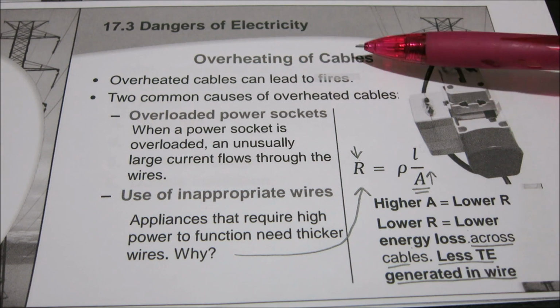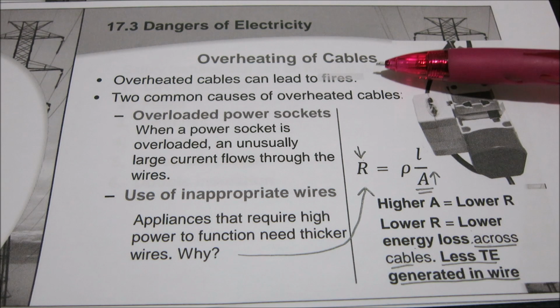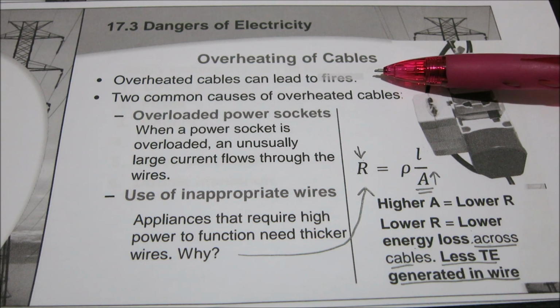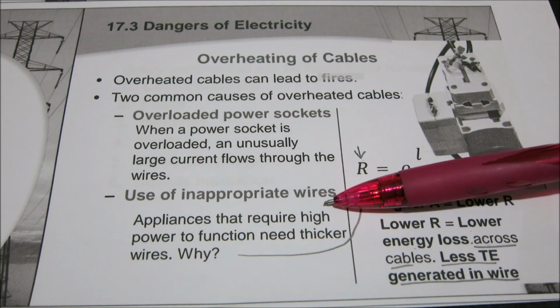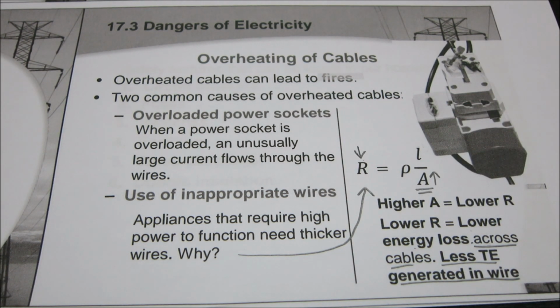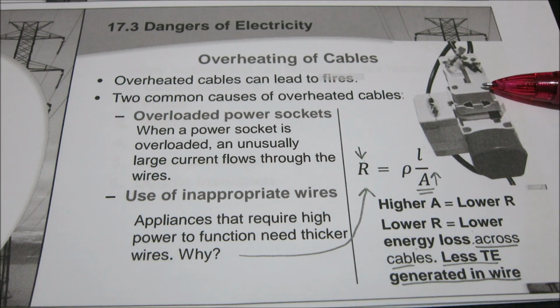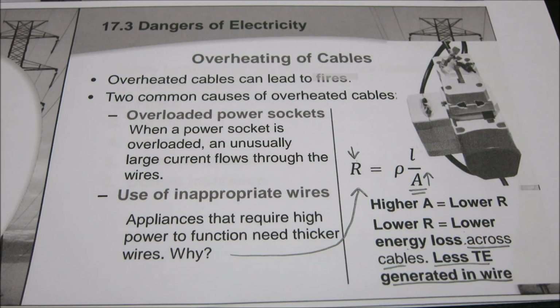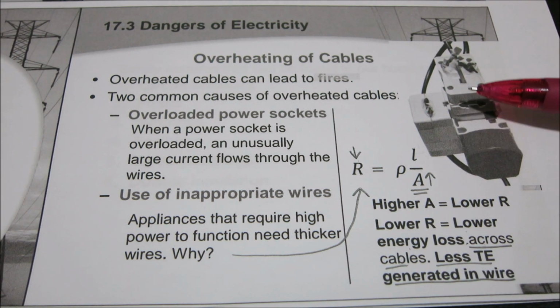Now, for fire, basically, overheating of cables will result in fires. Now, the causes of overheating of cables are basically these two: overloaded power sockets and use of inappropriate wires. So, in our household, many a times we have a lot of extension cords. So it is not recommended that you put an extension on top of an extension cord, meaning you have an extension cord here, then you put another extension here so that you can plug in another 3 more, then you have another extension here from which you can plug in another 3 more.